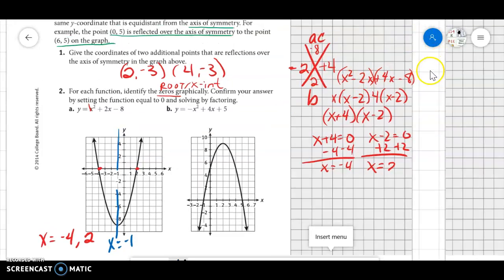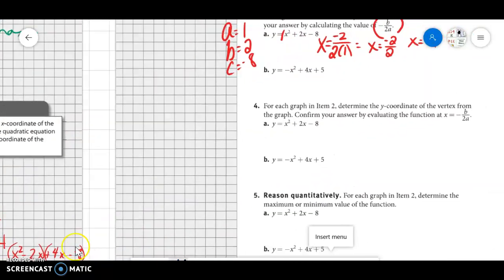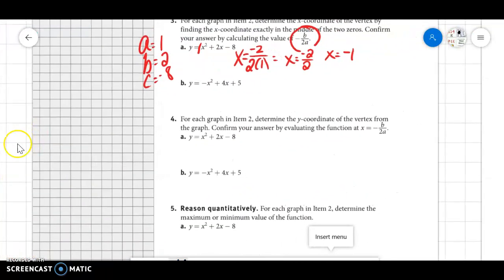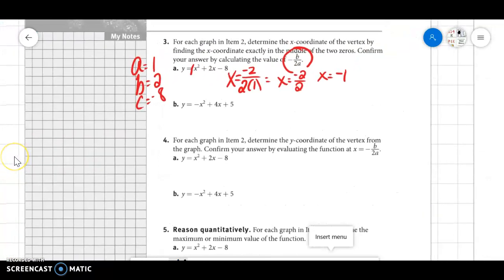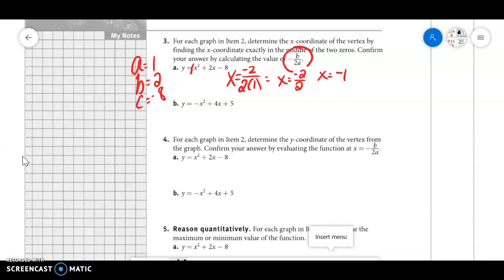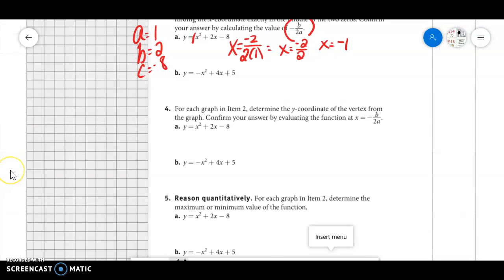If you want to try letter B on number 2 and letter B on number 3, when I post the PDF version of these notes, you'll be able to check your work. Then for 4A we have the same function still. Determine the y coordinate of the vertex. If x is -1, and I have an x here and an x here that equal y, I should be able to plug those in.